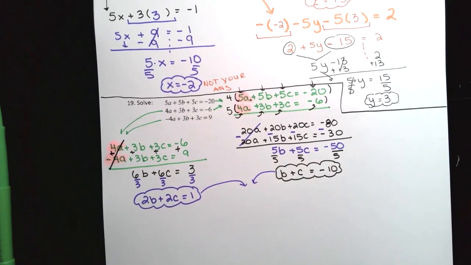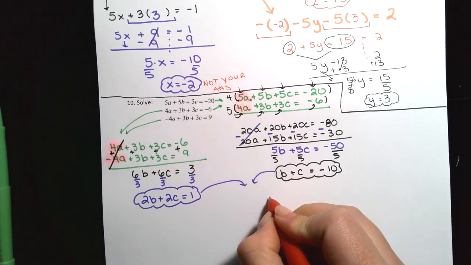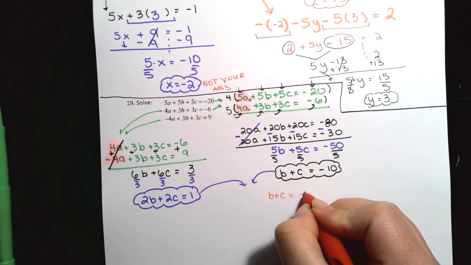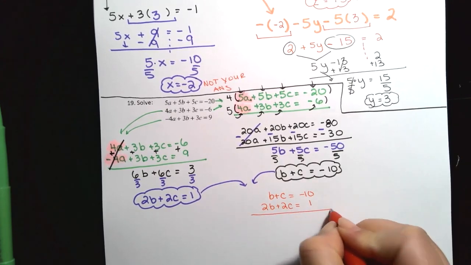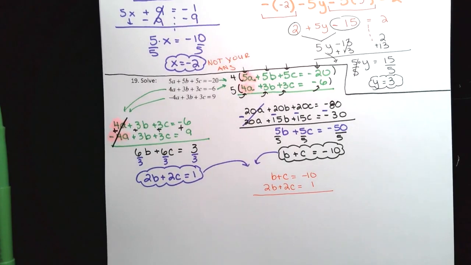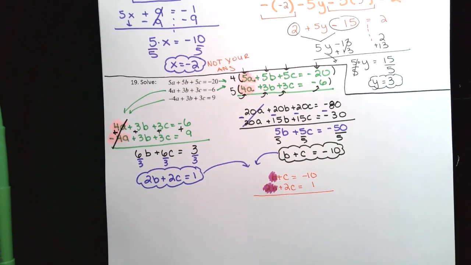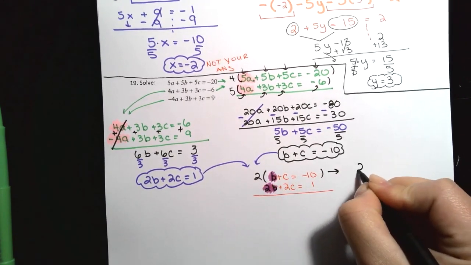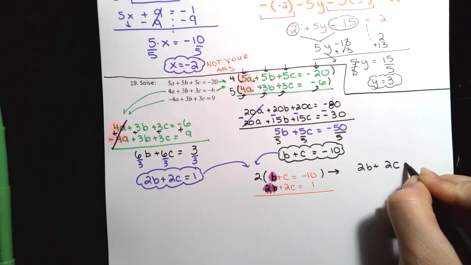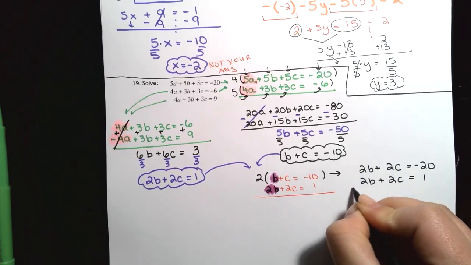Pick up my 2 thinking bubbles, and I am going to write this on top of each other. I got b plus c equals negative 10. 2b plus 2c is equal to 1. Choose a variable to eliminate. I'm going to choose b just because it's in the front. So that means I'm going to be multiplying the top equation by 2. So I get 2b plus 2c equals negative 20. 2b plus 2c is equal to 1.